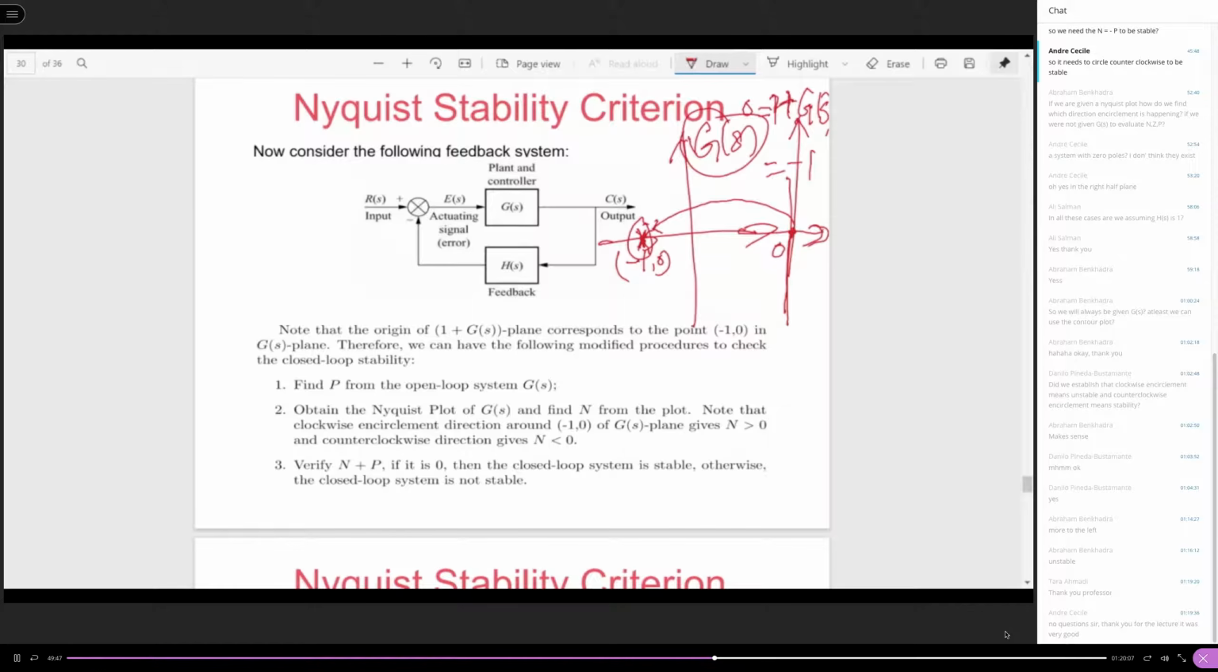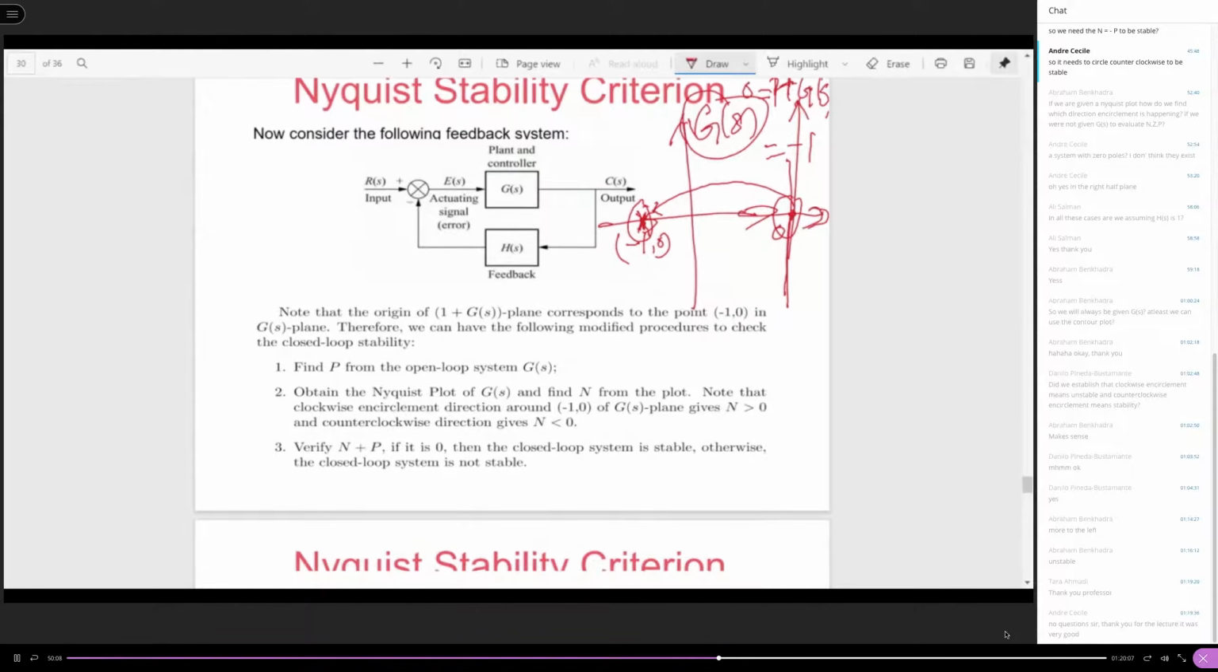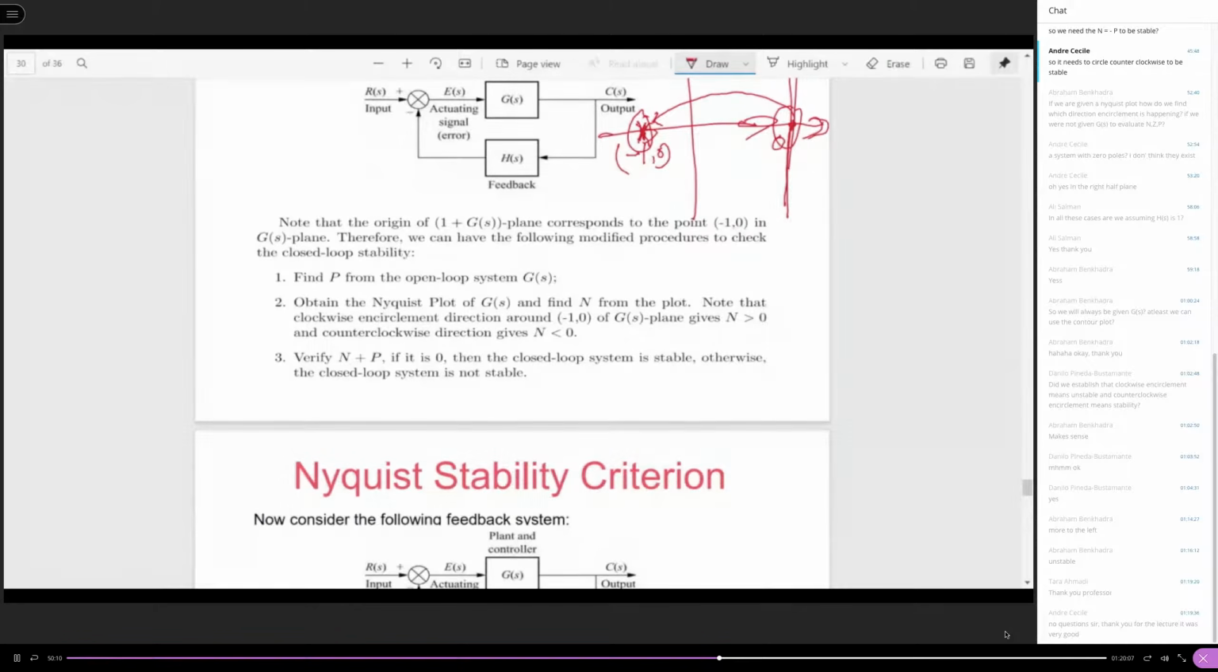As long as you shift your encirclement from the origin on the 1 plus G of s plane to the -1, 0 point on the G of s plane, then whatever we said before applies and can be straightforwardly carried over. The procedure now is going to be modified just slightly.